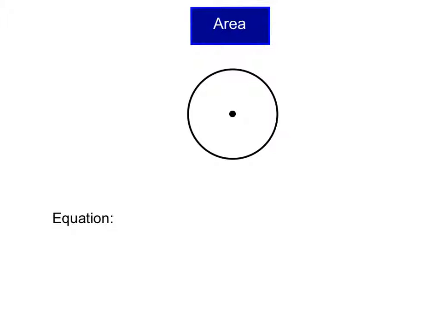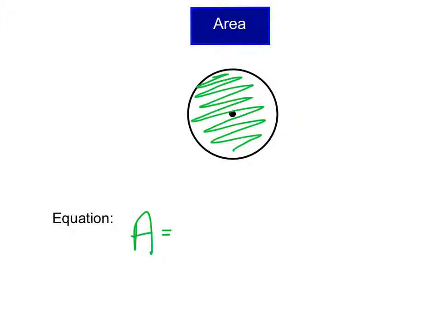Our next equation is going to be for area. And remember, area is the entire inside. And to find the area of a circle, we take pi times our radius squared. Also, remember, our radius is from our center to the edge. So we take our radius squared times pi, and don't forget pi, we're going to use 3.14 always. Do not use the pi button on a calculator.